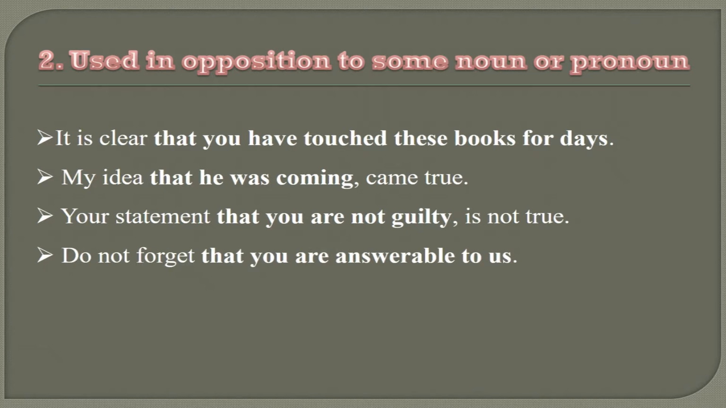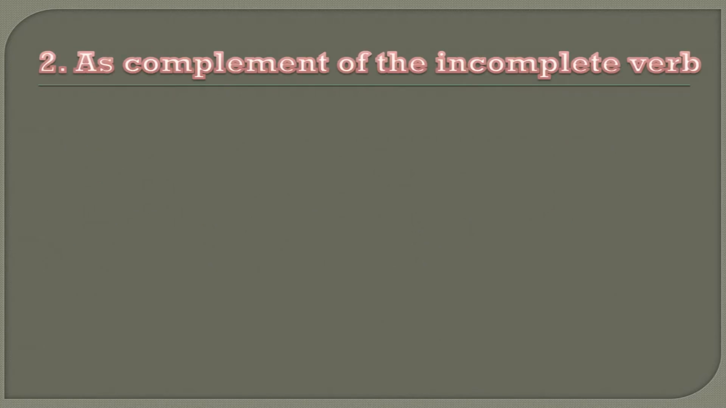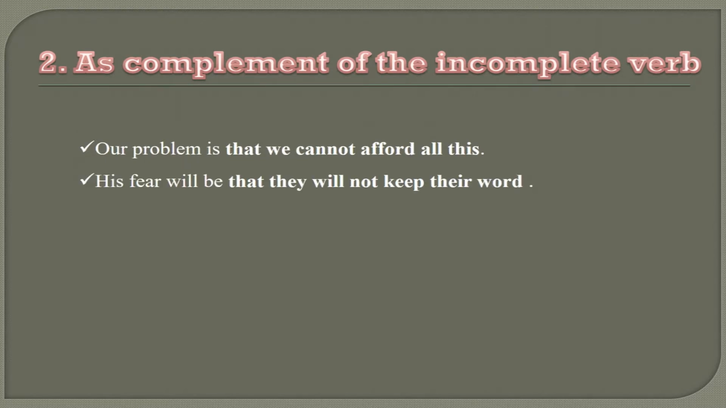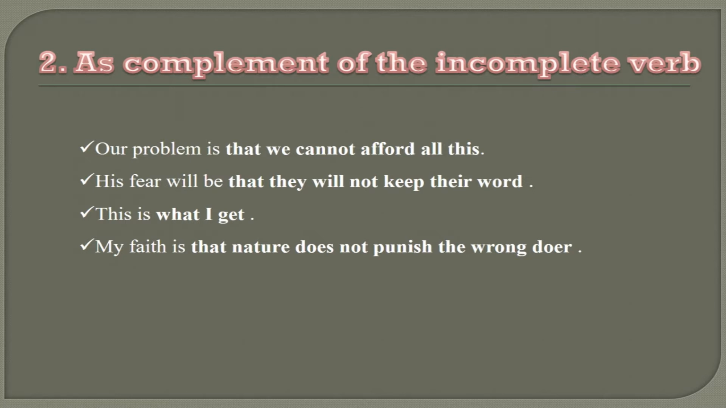The sixth one is that a noun clause is used as complement of the incomplete verb. For example, our problem is that we cannot afford all this. His fear will be that they will not keep their word. This is what I get. My faith is that nature does not punish the wrongdoer.